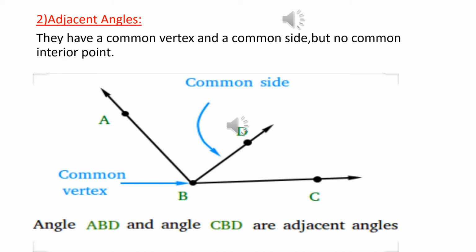Adjacent angles. They have a common vertex and a common side, but no common interior point. Angle ABD and DBC are two adjacent angles since they have a common vertex B and they share a common side BD.